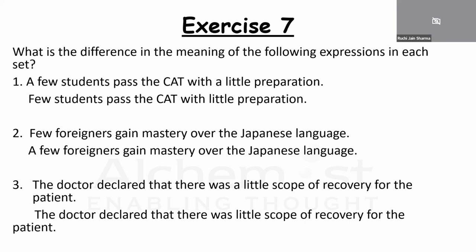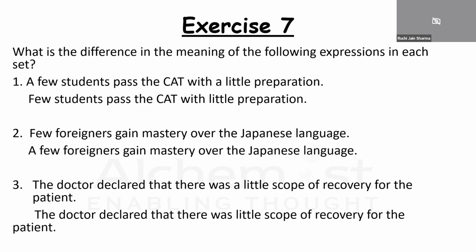So the first sentence has a positive meaning. When I say a few students pass the CAT with a little preparation, that means a small number do pass when they do some preparation. And if few students pass the CAT with little preparation, that means hardly any student passes the CAT with no preparation. That means they need to prepare, right?